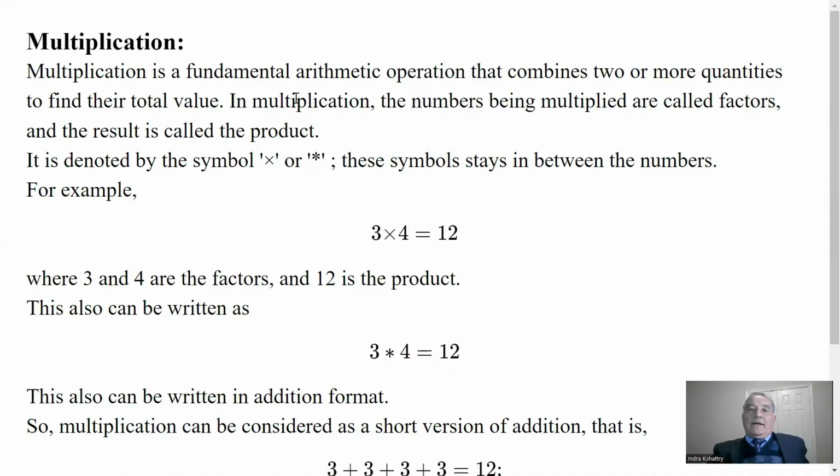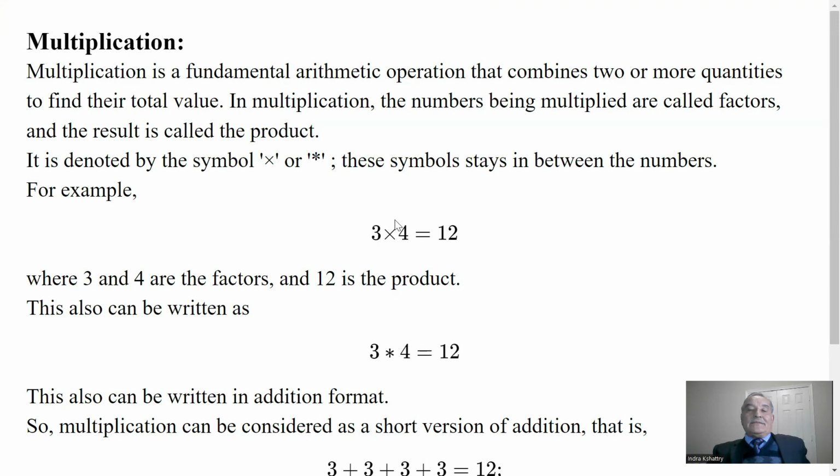Multiplication is a fundamental arithmetic operation that combines two or more quantities to find their total value. In multiplication, the numbers being multiplied are called factors and the result is called the product. This symbol, this cross or star placed in between the factors, is the symbol of multiplication. For example, 3 times 4 equals 12. Similarly, here 3 times 4 equals 12.